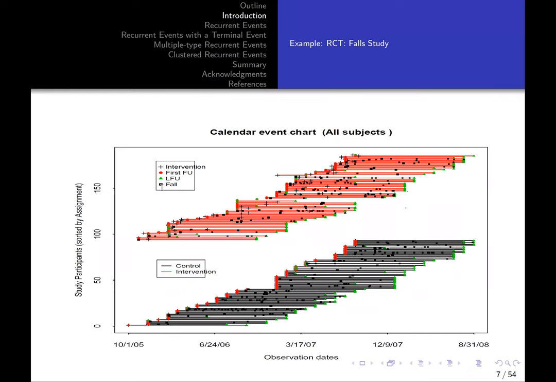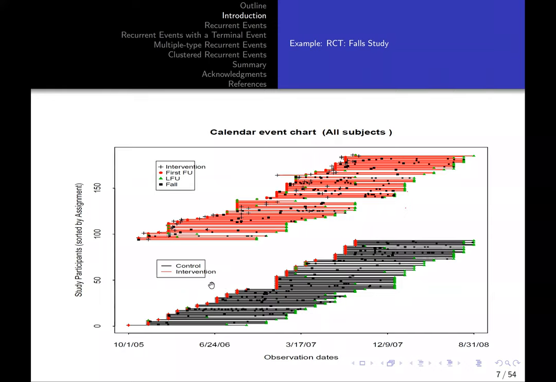To give an idea, this is a calendar event chart, produced using R. Basically you can see when the study started, October 1st, 2005. The study follow-up ended at the end of August 2008. The red dots pick the first follow-up, basically when they get the intervention, and the green dots are the last follow-up, when the study got truncated or they were lost to follow-up over a period of time. The black ones are the number of falls. You can see that quite a number of people had many falls.